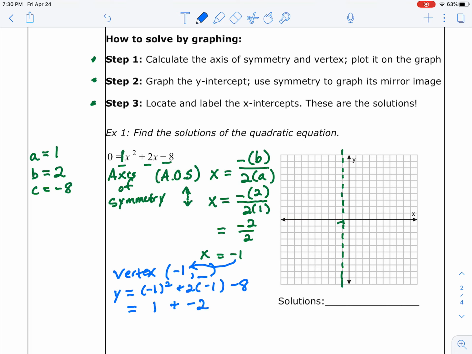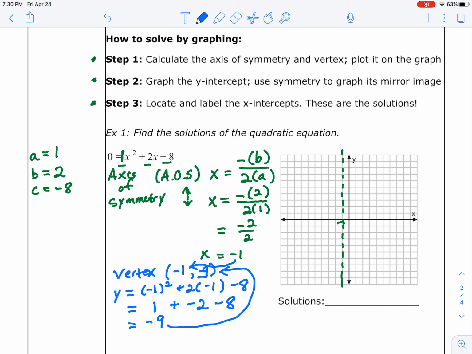2 times negative 1 is negative 2, sorry. 1 plus negative 2, minus 8. And 1 plus negative 2 minus 8 turns out to be negative 9. So negative 9 is the y value of our vertex. So the vertex is negative 1, negative 9.